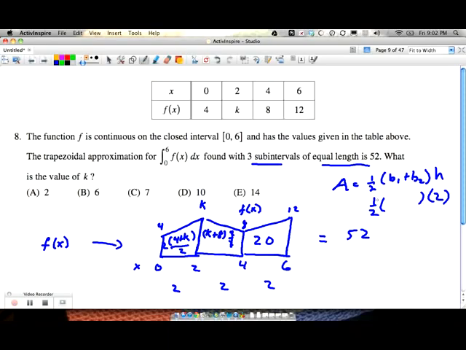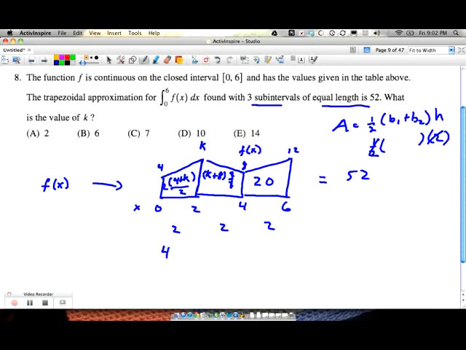So this 1/2 is really, we're simplifying with that 2. So it's just base 1 plus base 2 for each of these boxes. So I know that 4 plus k, this area, plus the middle area, which is k plus 8, plus the third area, which is 20, is going to be equal to 52.